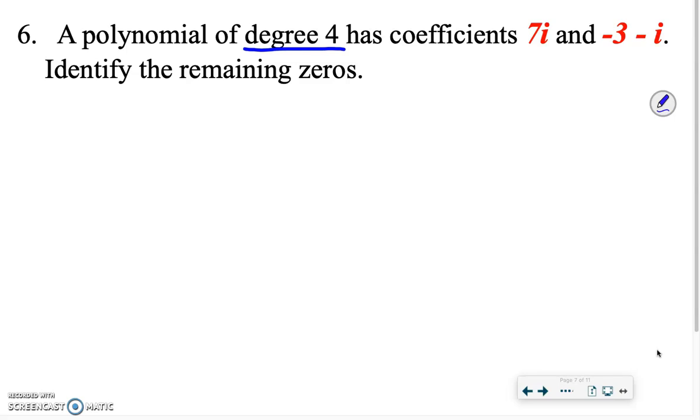Okay, so a polynomial of degree 4 has zeros 7i and negative 3 minus i. We want to identify the remaining zeros. So we have a zero here, we have a zero here. We know that we're expecting 4 zeros and we're given 2 zeros. So logic would tell us we need 2 more, the third and the fourth zeros.